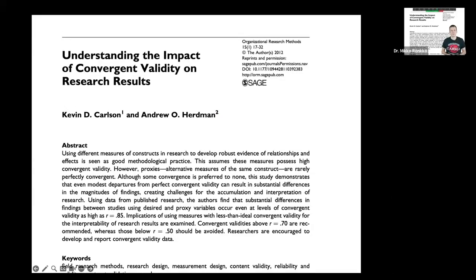The other paper that I'm relying heavily on today is Carson and Herdman's paper on understanding the impact of convergent validity on research results. That was published 10 years ago, but I still think that this is the best paper on convergent validity that there is.